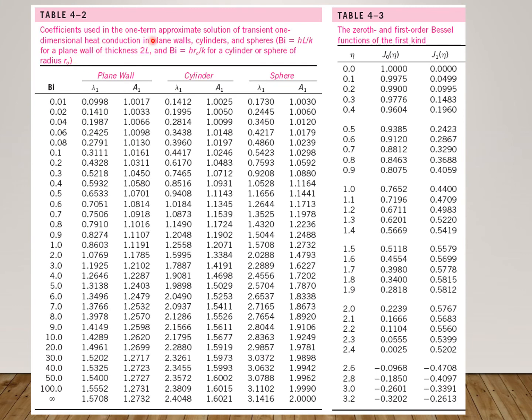Here is a table of coefficients used in the one-term approximation solution of transient one-dimensional heat conduction in plane walls, cylinders and spheres. Biot number is hL by k for a plane wall of thickness 2L, and hr by k for a cylinder or sphere. Here for different Biot numbers for plane walls we have lambda1 and A1. We have plotted different values of Biot number with different lambda1 for A1. Similarly for the cylinder, for different lambda1 we get different A1. For the sphere, for different lambda1 we get A1. Then the zeroth and first order Bessel functions of the first kind: for different values of eta we get different values of J0 and J1.